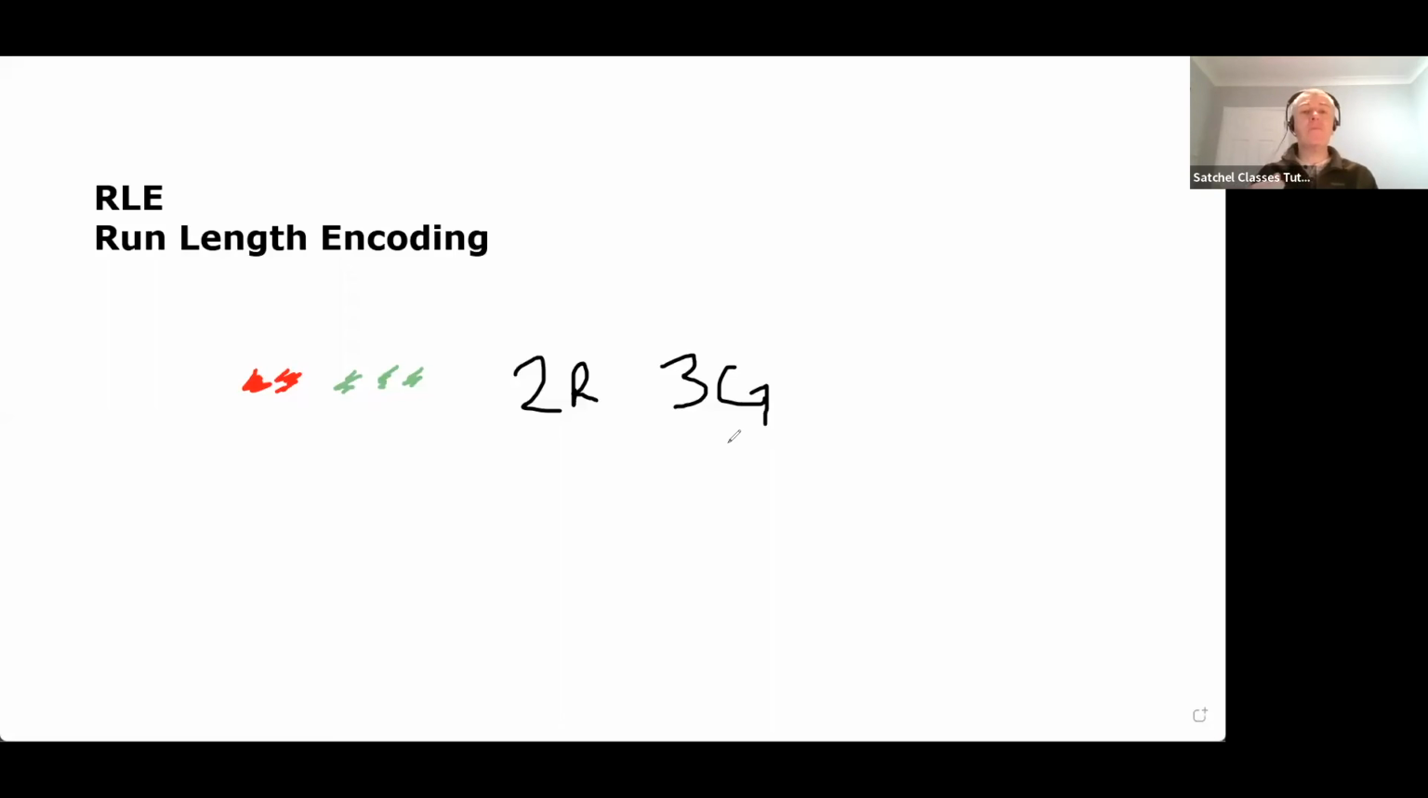In the next class, we're going to be looking at a more effective means of compression, one that's also a little bit more tricky, a little bit more difficult.